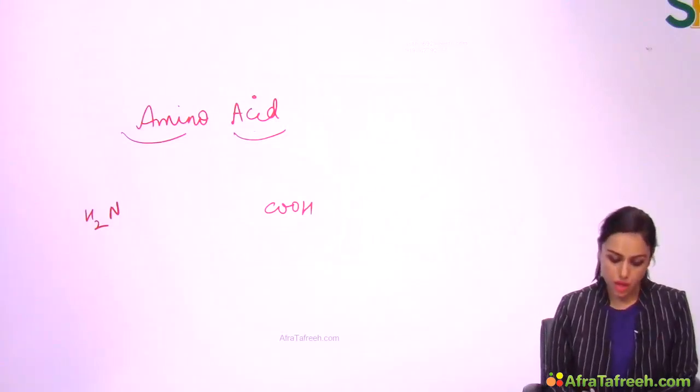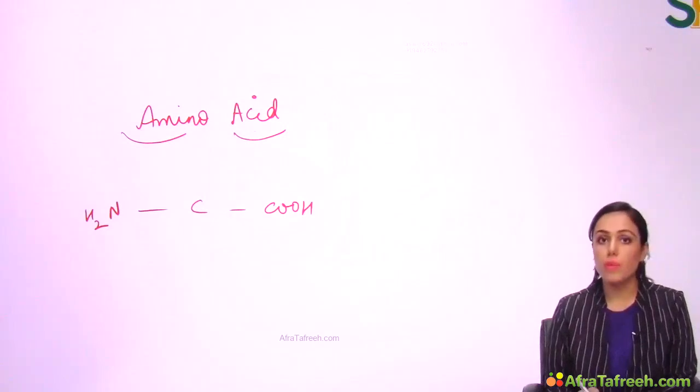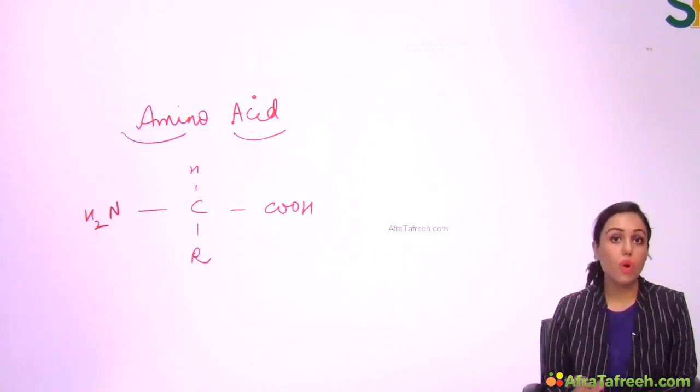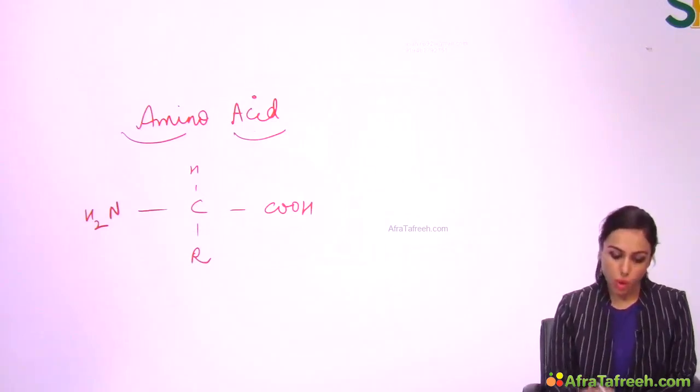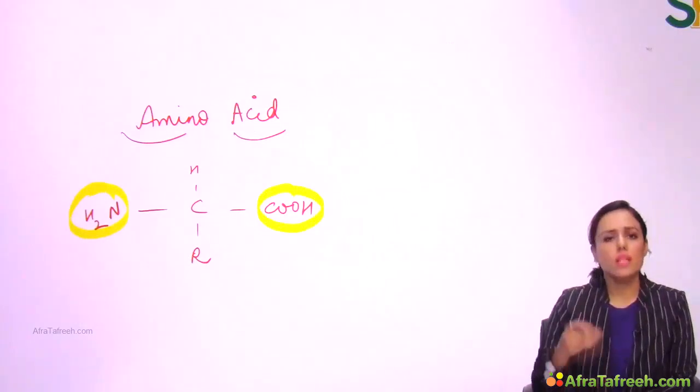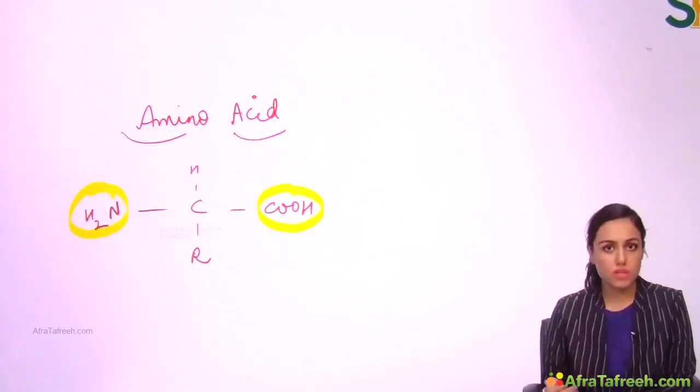amino acids. Now when we join these two groups with the carbon in between and completing the valency with hydrogen here and side chain here, you know this is the common structure of any amino acid. Always amino group is on left hand side, carboxy group is on right hand side. This is the way it is present in proteins, right?